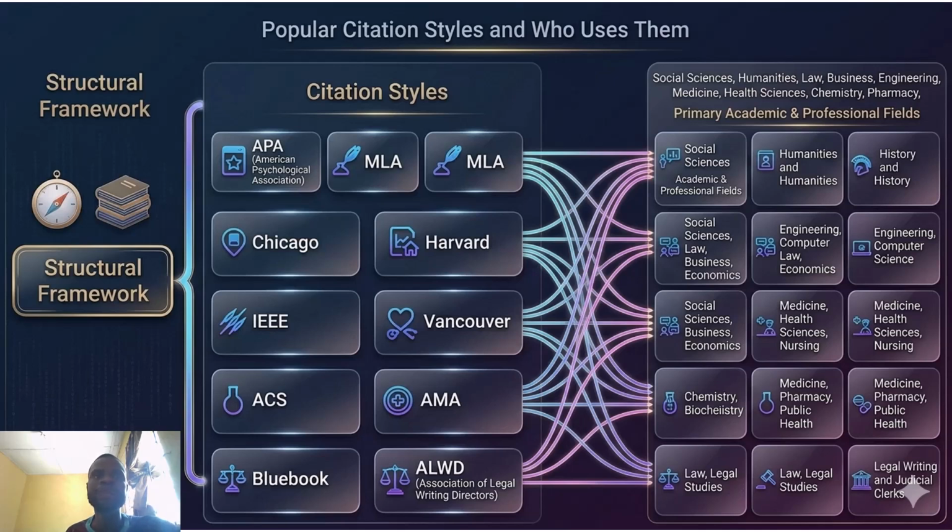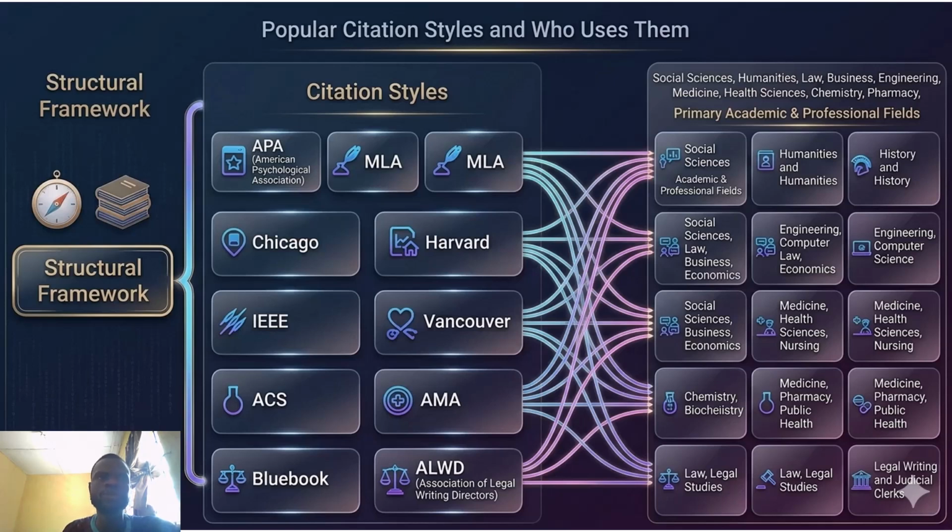Fourth, look at published papers in your field. This is one of the smartest strategies. Read recent journal articles or theses in your subject and notice which style they use. That often reveals the expected standard.